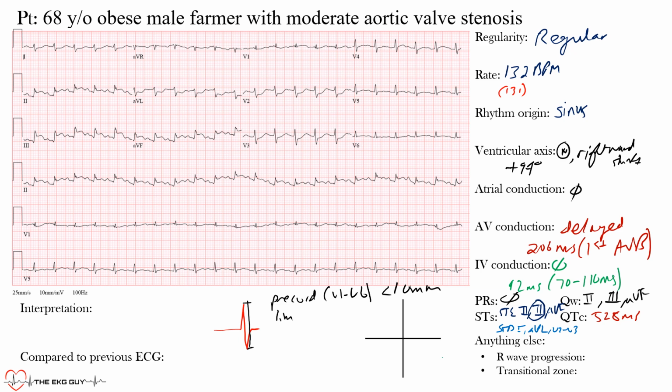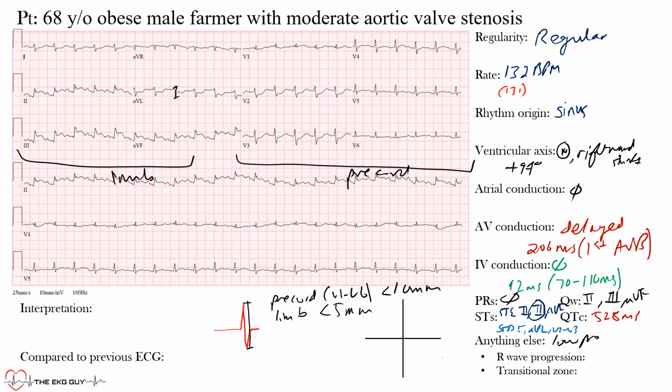In the limb leads, which are these here, so these are the precordial on the right, and these are limb. Another word for precordial is the chest leads. Low voltage in limb leads is less than 5 millimeters. In the limb leads, you can see here that it's just making it, but in the precordial leads, it's low. So low precordial QRS voltage is one thing to note.